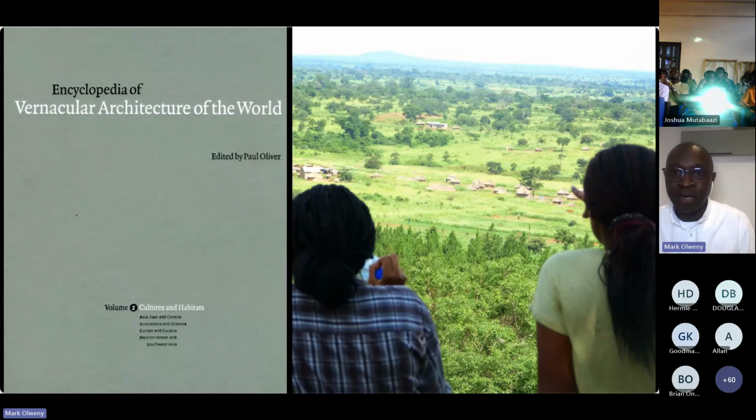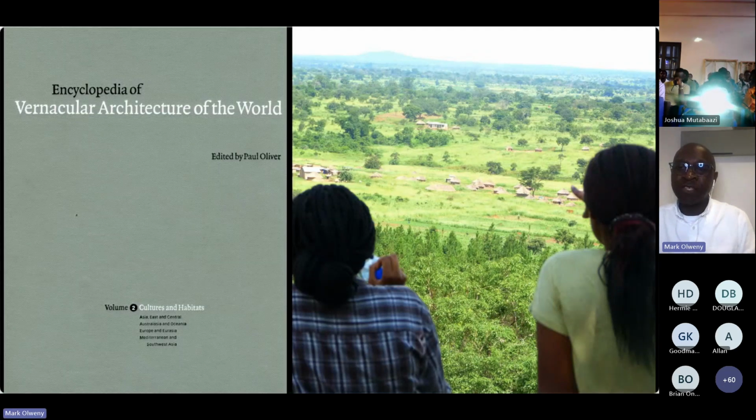Now, understanding vernacular is an important part of architecture education, and we have to embrace that. This publication, which came out in 1997, edited by Paul Oliver, is still a definitive guide to vernacular architecture across the world. I think it's about 10 volumes. It's a big, massive book. Unfortunately, it doesn't even exist in pretty much all architecture schools in the region. So how are we going to engage with something when we have no documentation of what is?